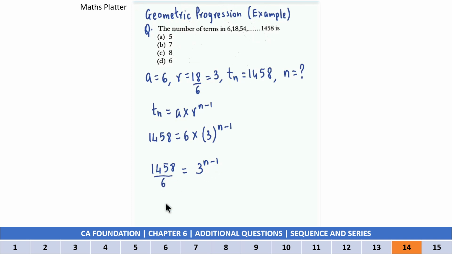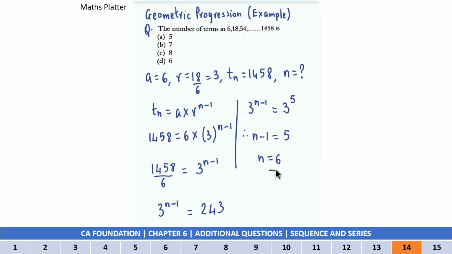If we perform this division, we obtain 3 raised to n minus 1 equal to 243. Now this is a power of 3. So we could say 3 raised to n minus 1 is equal to 243, which could be expressed as 3 raised to 5. And now we could easily equate the powers and we obtain n minus 1 equal to 5. So the value for n is equal to 6, which is option D.